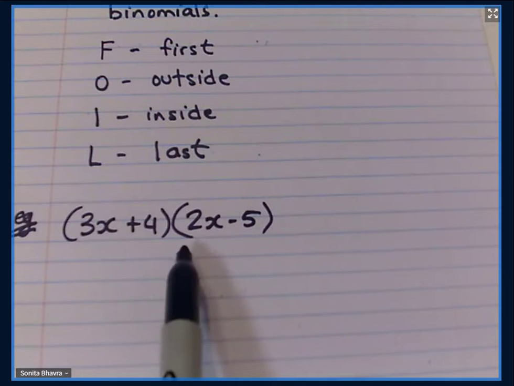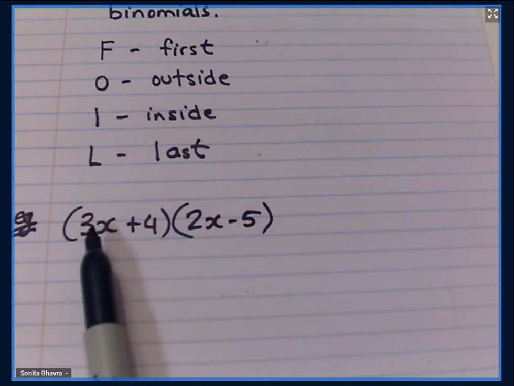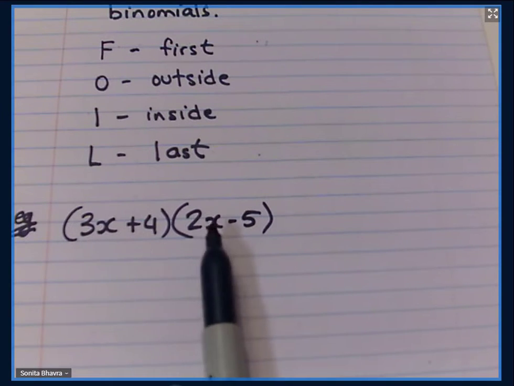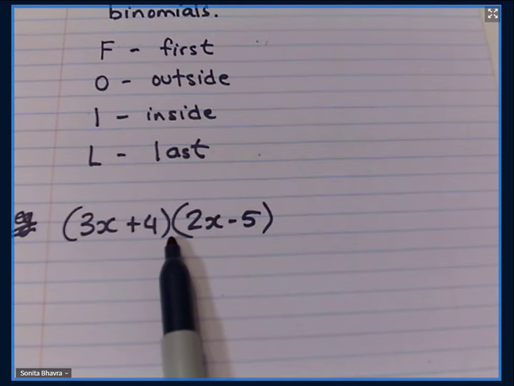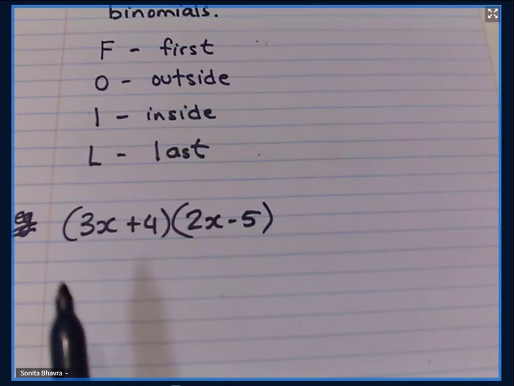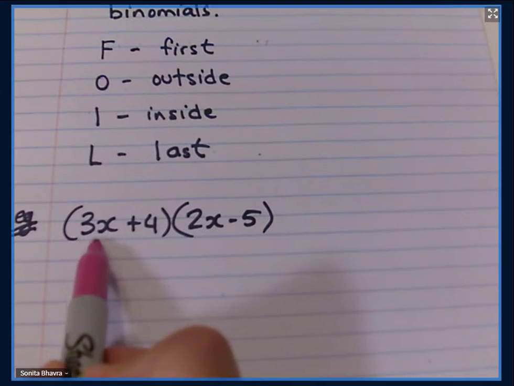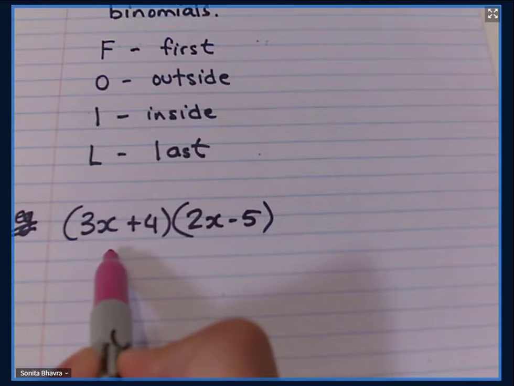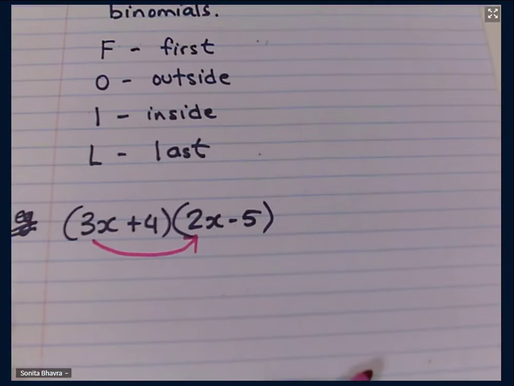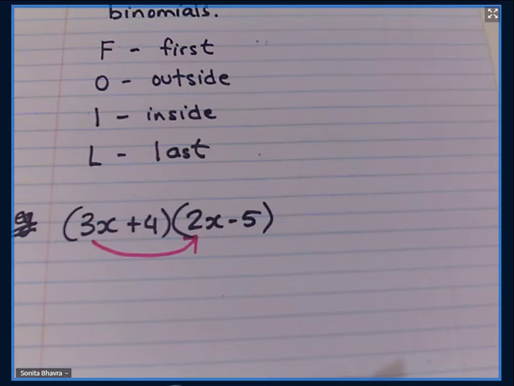This is two binomials being multiplied together. All right, so two terms here, that's a binomial. You got two terms here, that's a binomial. And they're in brackets being multiplied together. So F stands for first. So first means you're going to multiply the first two terms together. So first meaning the 3x and the 2x will be multiplied together. All right, so I'm just going to show that like this. So that's what it means by first.